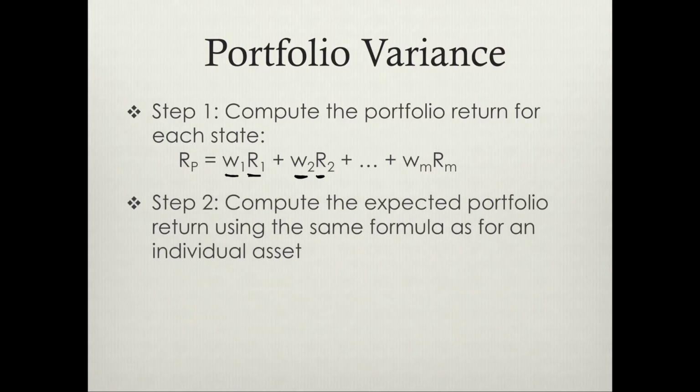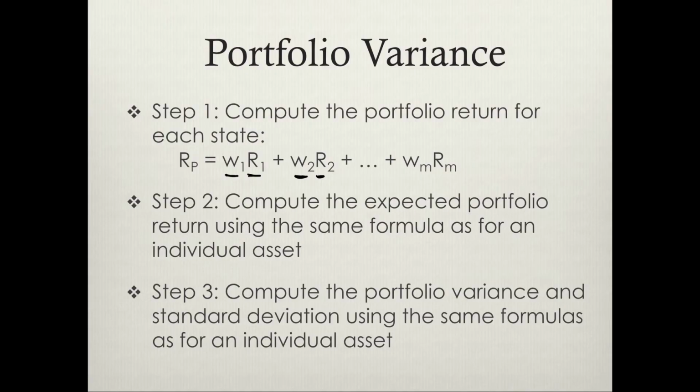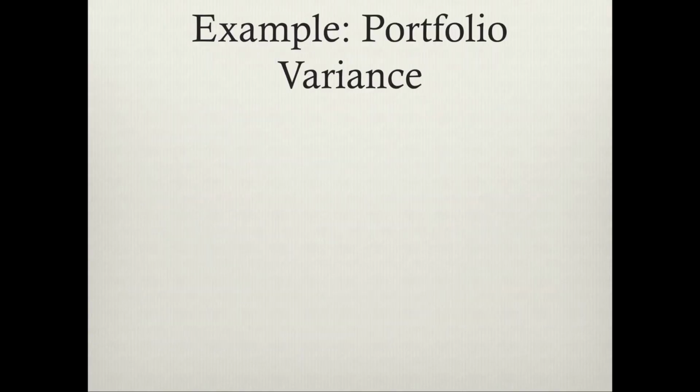Then step 2 is compute the expected portfolio return using the same formulas as an individual asset. Or you could do the weighted average of the expected returns of the respective assets in the portfolio, which is what we just did. And then step 3 is compute the portfolio variance and standard deviation using the same formulas as you would with an individual security, using the probabilities of the different economic conditions. So keep these steps in mind. We'll work through these in the upcoming 2 examples, really combining everything and now looking at it from the point of view of evaluating a portfolio as opposed to a single asset.